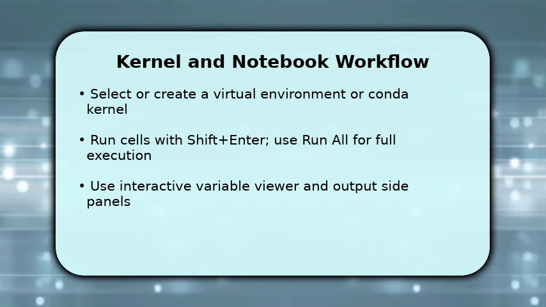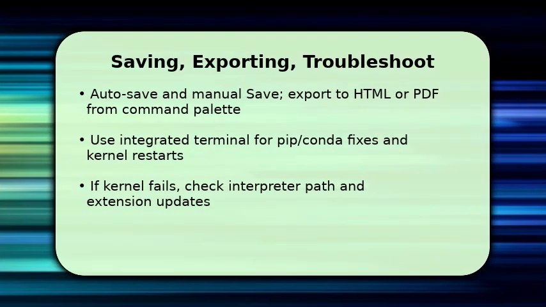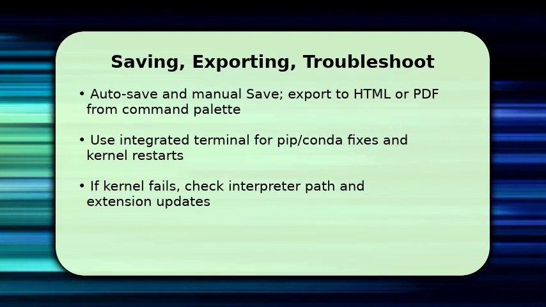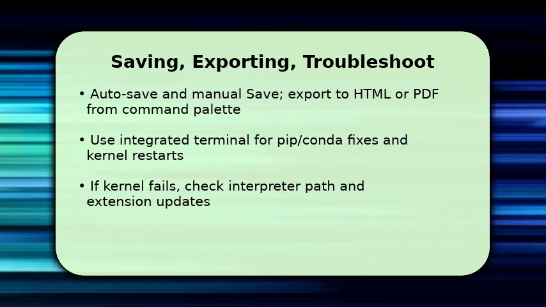You finish by saving and exporting. Rely on autosave but hit save before exporting to HTML or PDF via the command palette. If outputs differ locally, open the integrated terminal and install or update packages in the active environment, then restart the kernel. When things go wrong, first check the selected interpreter path and the Jupyter extension logs.